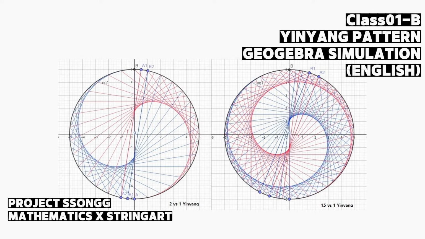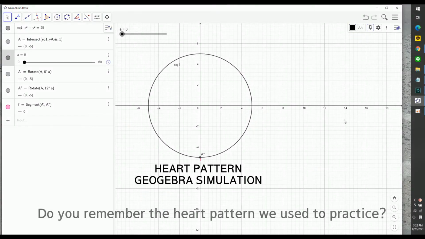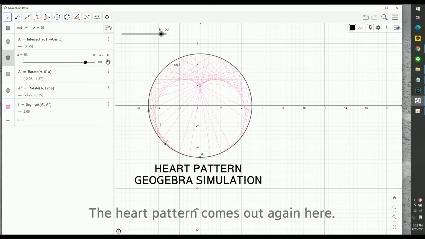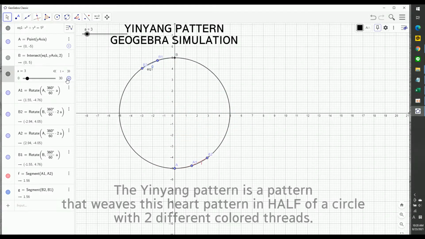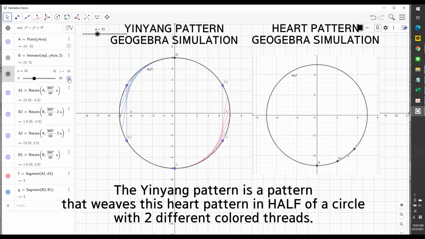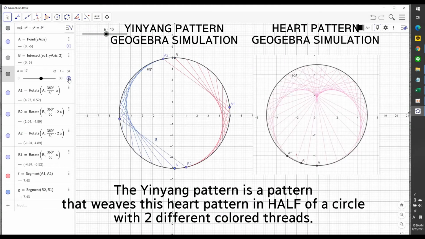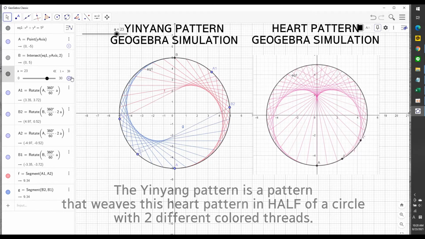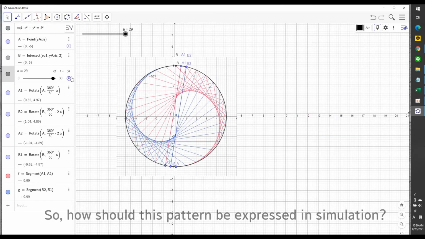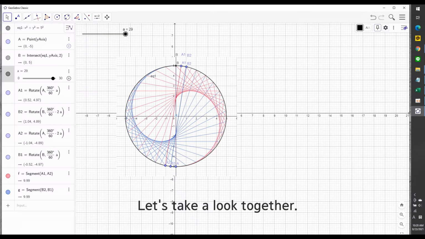Today we will learn how to simulate Yinyang pattern string art with Geogebra. Do you remember the heart pattern we used to practice? The heart pattern comes out again here. The Yinyang pattern is a pattern that weaves this heart pattern in half of a circle with two different colored threads. So, how should this pattern be expressed in simulation? Let's take a look together.